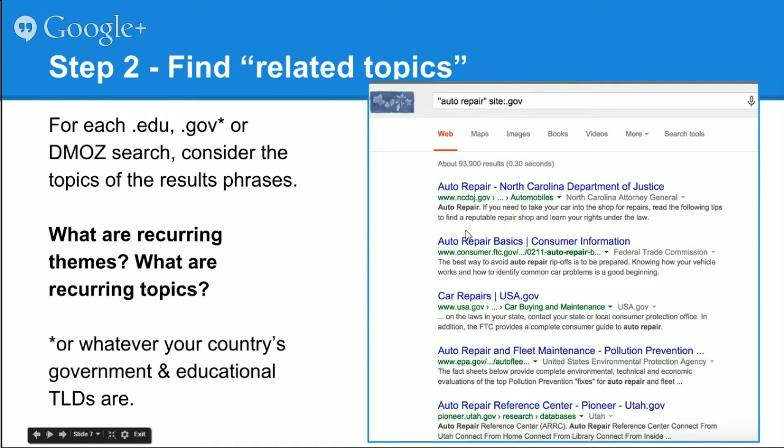Now follow with me down to the fourth result here. Who do we see? We see EPA.gov, pollution prevention. Again, another huge topic that intersects with auto repair. Where SEOs often start would be, all right, I'm going to write a lot of content about auto repair, about how to fix your car, which is good.